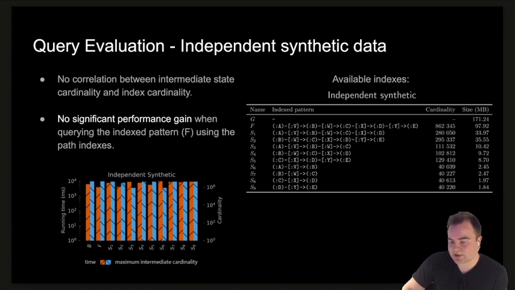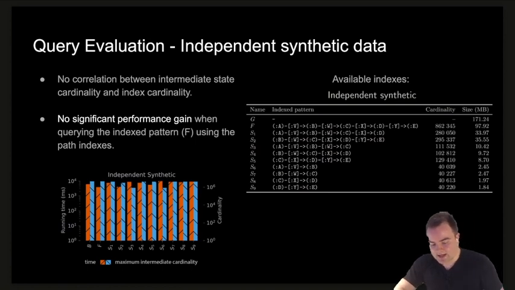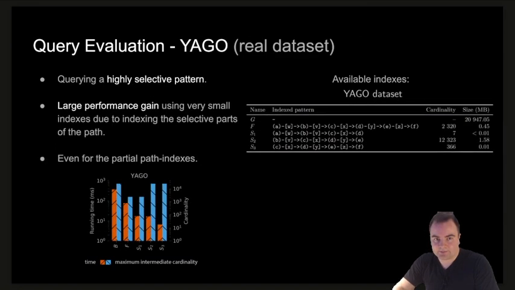But this only happened when we used correlated data. If we used data without correlations, it was actually quite difficult to choose a good index in order to speed up the query evaluation. And actually, we didn't get any performance gains on such data, which also makes sense, as such indexes typically exploit high correlations in the underlying data.